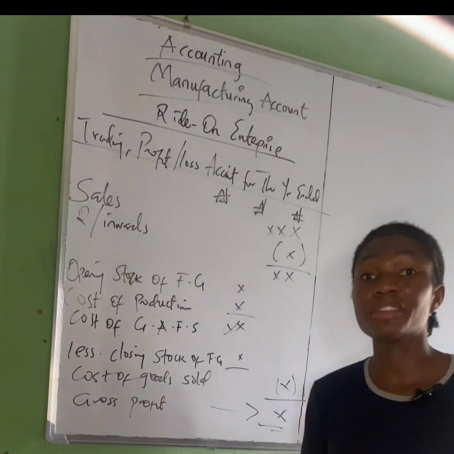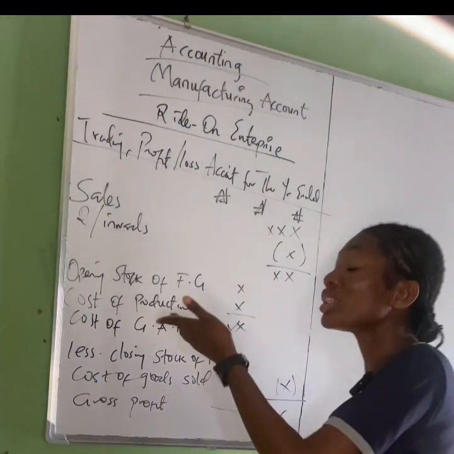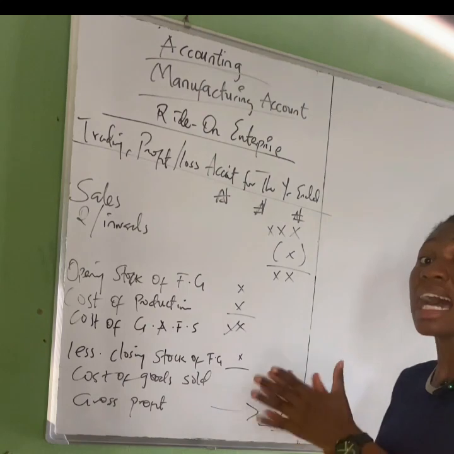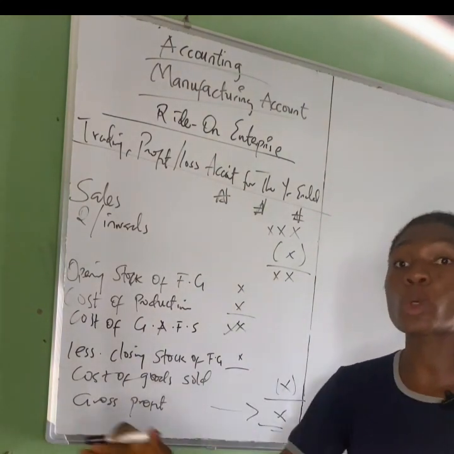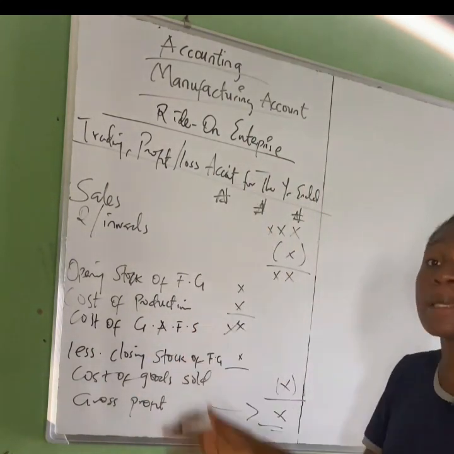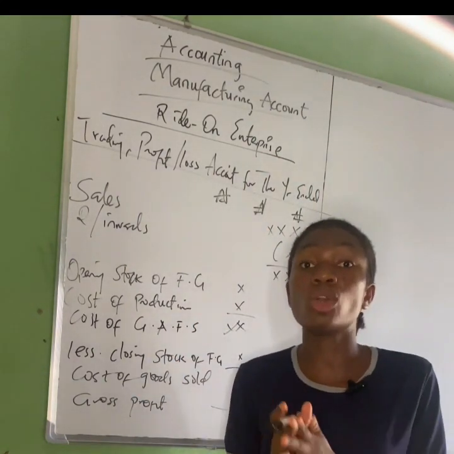This is just the basic difference, right? Instead of having purchases, here we are having cost of production. And our opening stock is not just opening stock, we have to state which particular stock. And then it follows the same pattern with our trading profit and loss account.